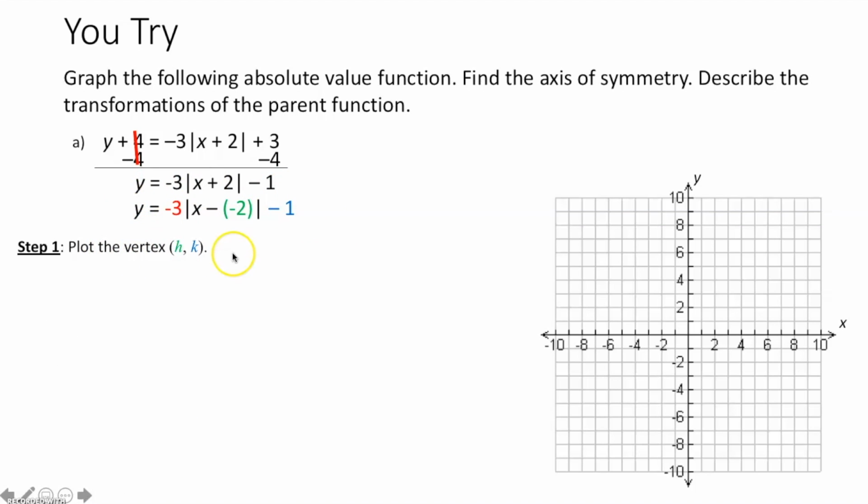First, plot the vertex, h comma k. So what's our h? We said it's -2. What's our k? We said it's -1. So we go over to the graph, we go over to the left 2, and then we go down 1 on our y-axis, we put a point.